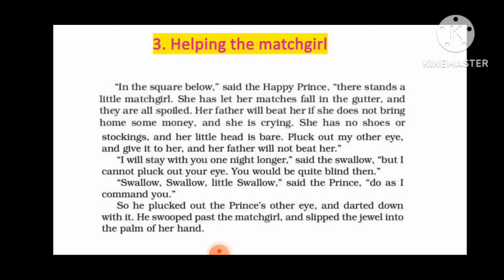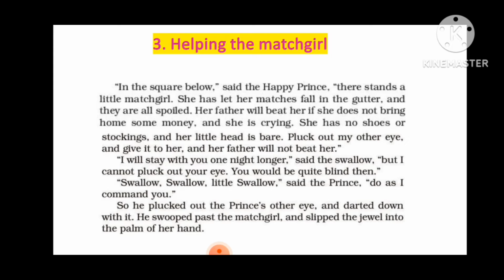But again, the prince wanted to convince him, as he wanted to help another person. This time it was a match girl. So the prince said, "Below, I see a match girl. There's a little match girl who is standing. All her matches have fallen in the gutter and they have all spoiled, and her father will beat her if she does not bring home money. She is crying. She has no shoes or stockings, and her little head is bare."